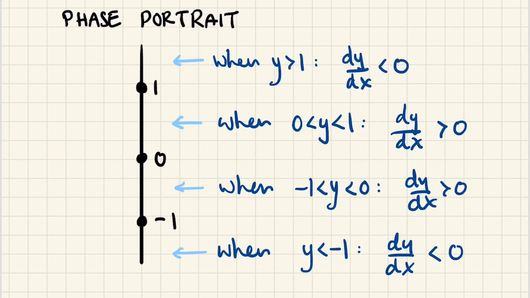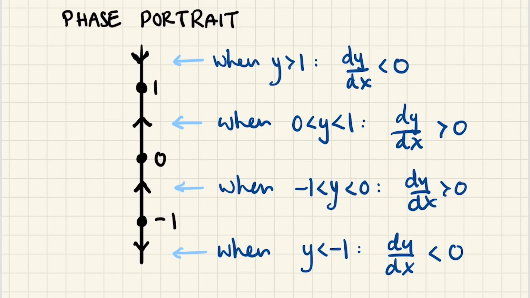Okay, so we indicate this on our phase portrait by drawing either upward or downward arrows. So for this particular region, since the derivative is negative, we'll draw a downward arrow. Then over here, positive derivative, and here, positive derivative, and here, negative derivative. Okay, so this is our phase portrait. And we get a lot of information about the behavior of the solutions just from the phase portrait.